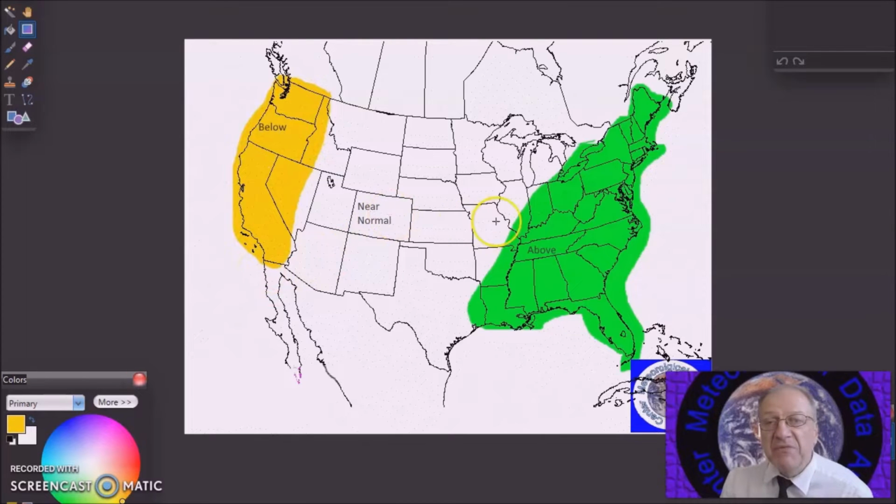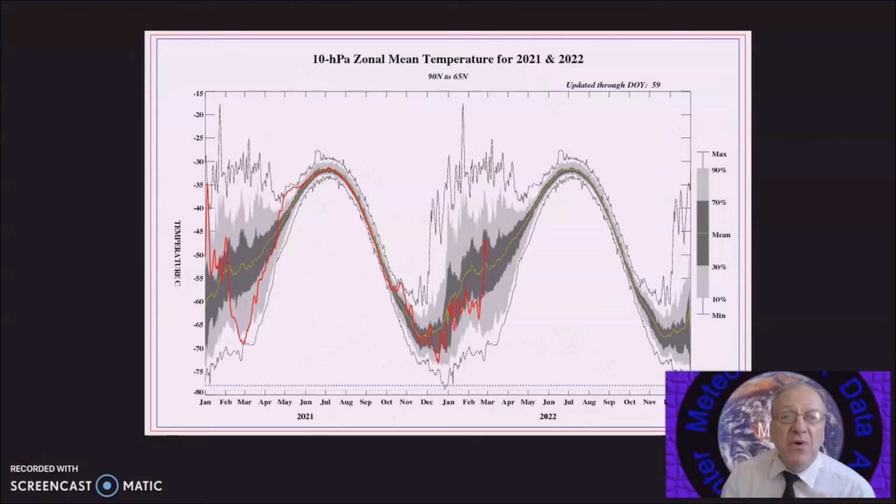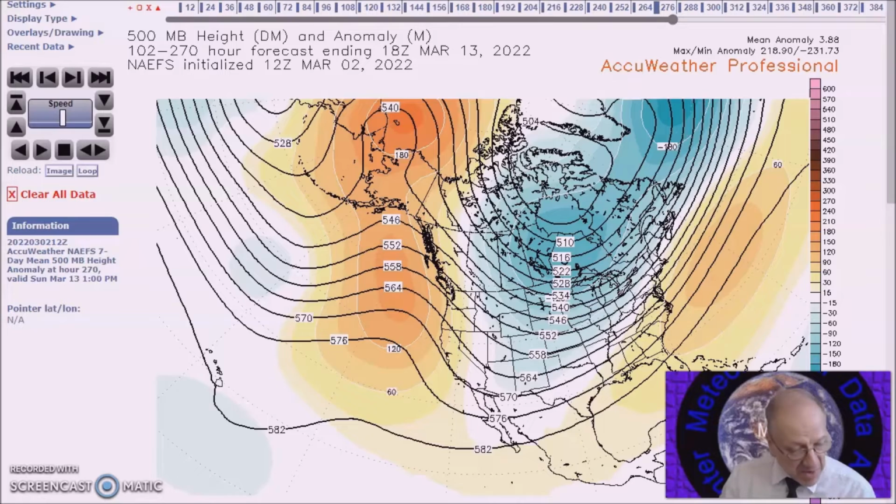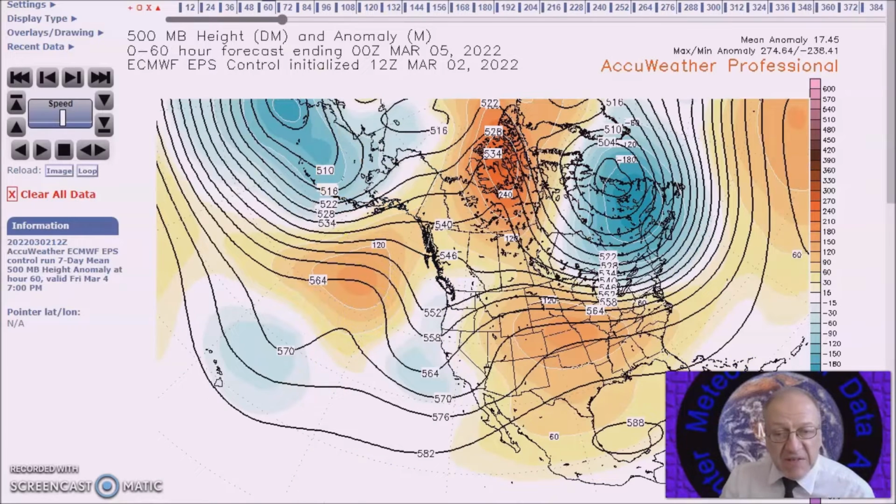Probability of occurrence 35%. And then we have above normal precipitation for this region, and the probability of occurrence there 40%. Now we're going to look at the period for, let me get to the map, the 15th to the 19th.